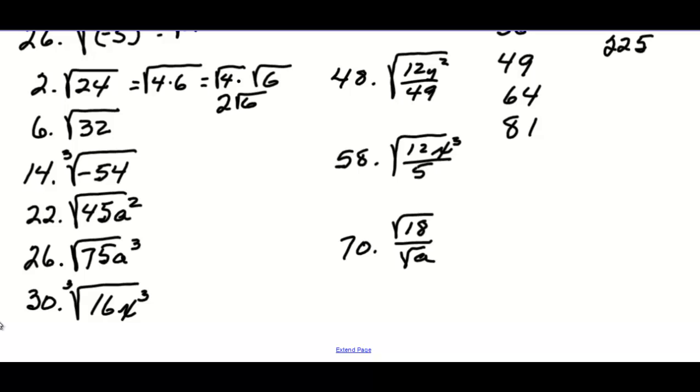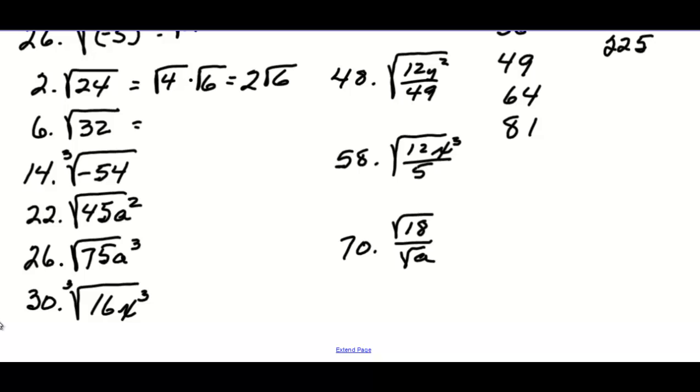All right? Now what I'm going to do from now on, starting with number 6, is instead of doing this one part right here, I'll rewrite it as I did in the third part. So going back to problem number 2, when I rewrite it, I'm going to say, okay, what's the perfect square that goes into 24? It's 4. So it's the square root of 4 times the square root of 6, and that equals 2 times the square root of 6.